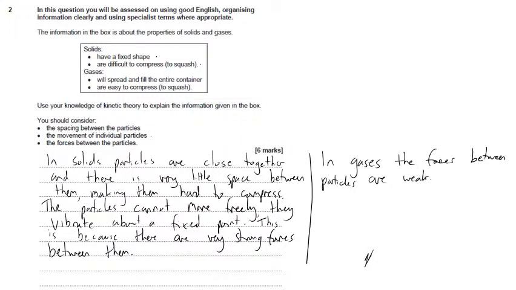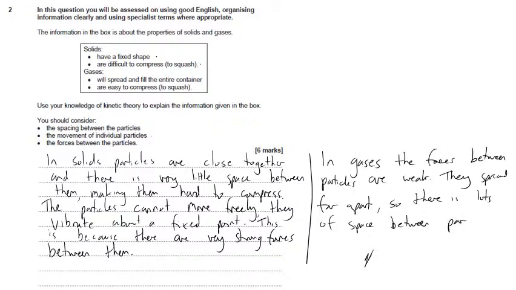This means they're spread out far apart and move randomly. So they spread far apart, and because they've got a lot of space between them, they're easy to compress. Also, they move constantly and randomly and spread out in all directions, which makes them fill the container.